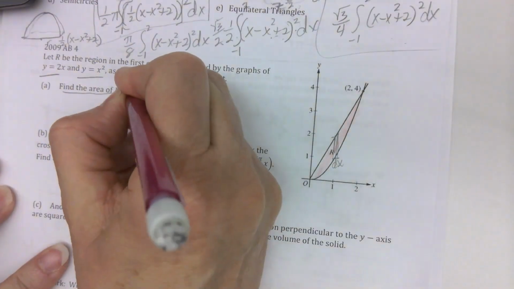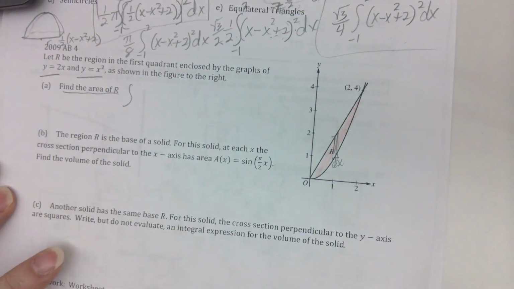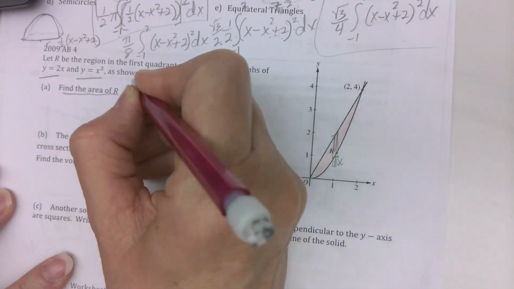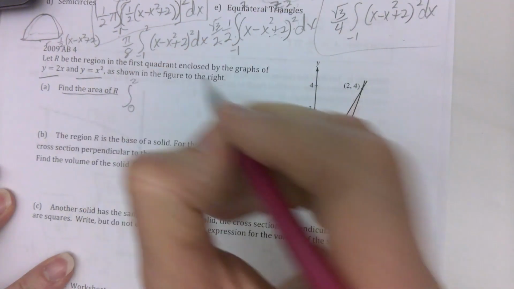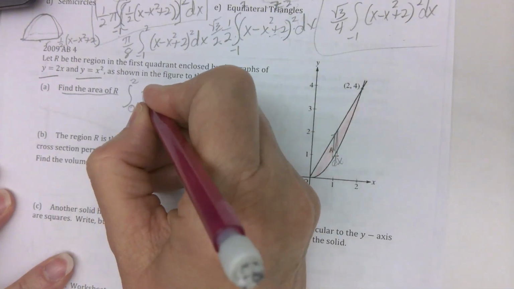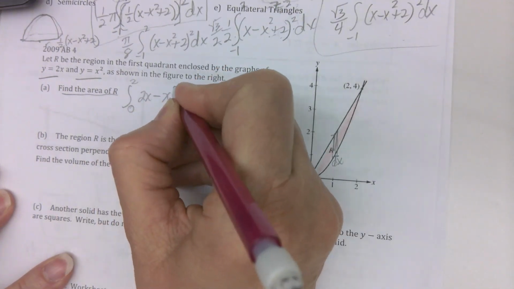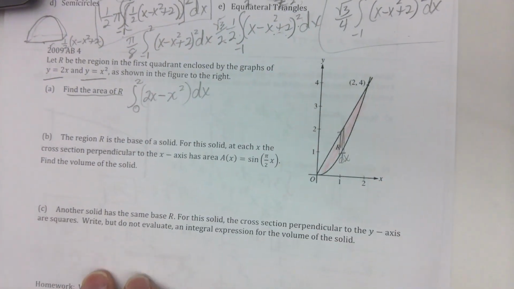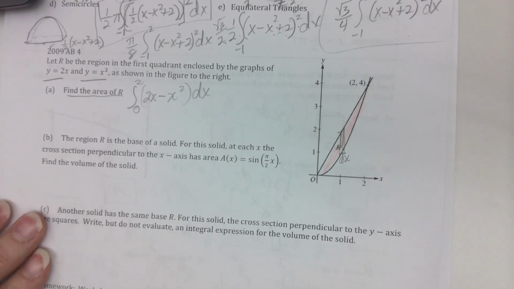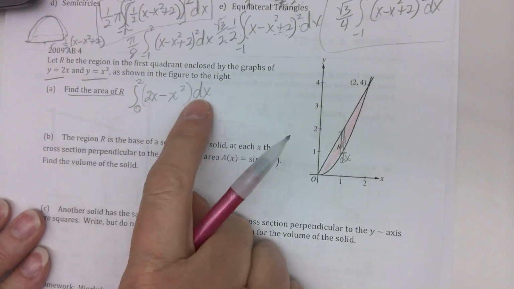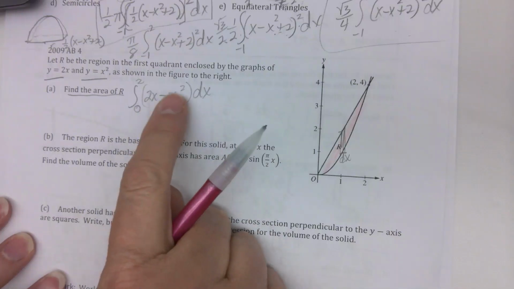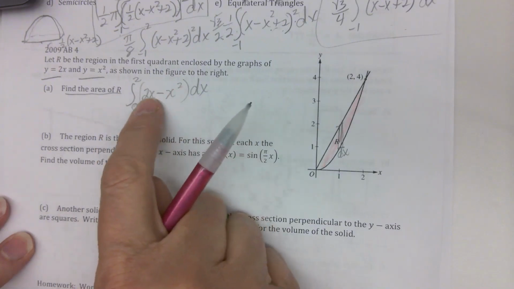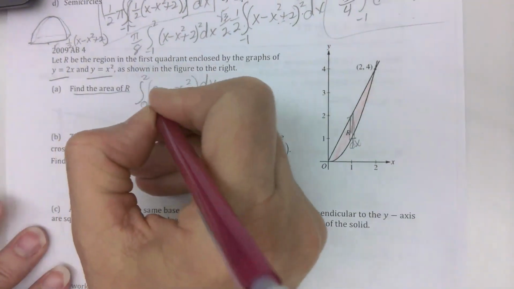Miles, what you got? I think it's 4/3. The integral from 0 to 2. 2 is the x value. What's the top one? Minus bottom. Everybody following that? So this would probably be worth 3 points. One for the limits of integration, one for the other, and then one for the answer.